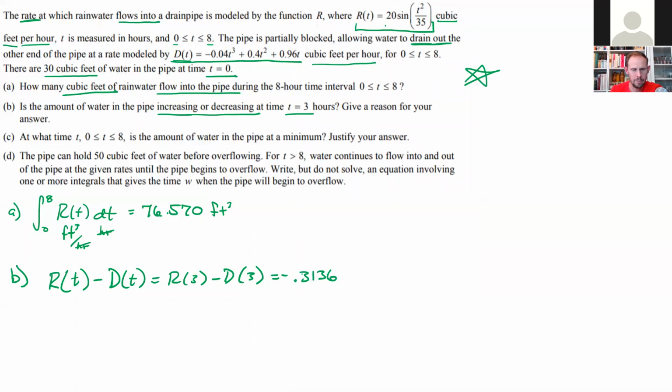There was a 6 after it, but if you want, 0.313 or 0.314 will work. Either way, it's less than 0. So since that's less than 0, therefore it is decreasing, since the rate is negative.